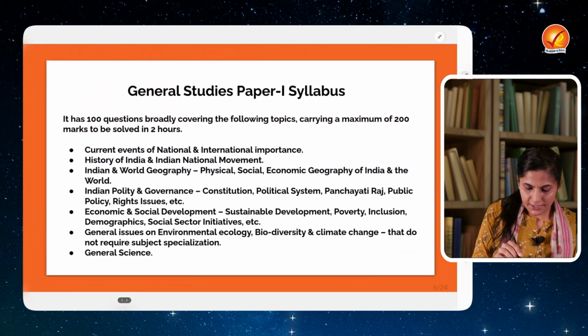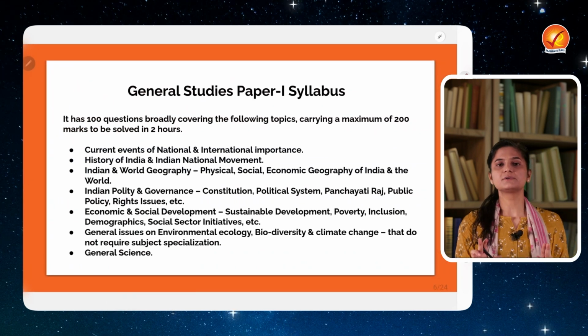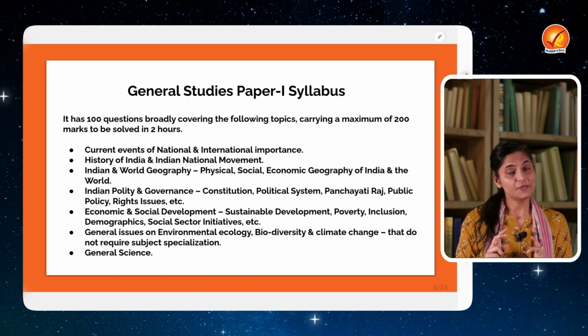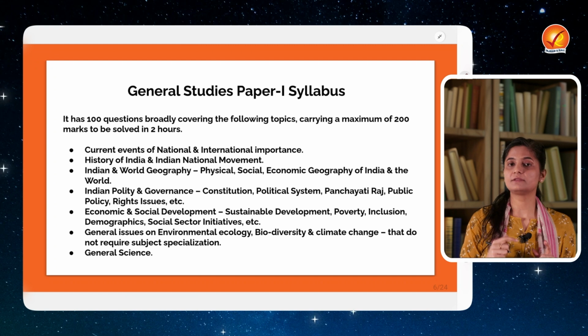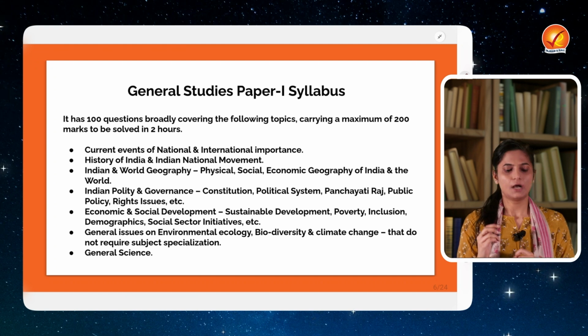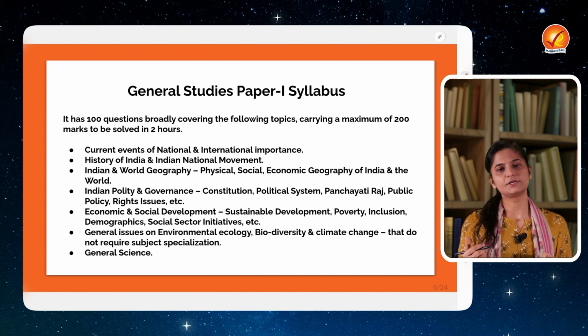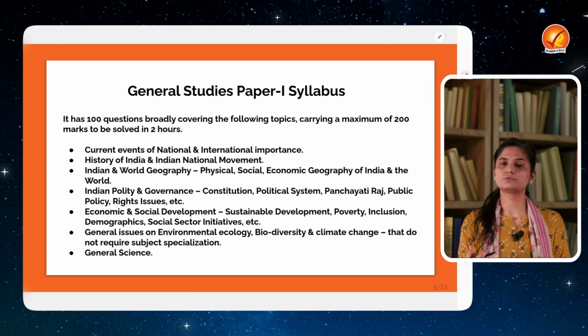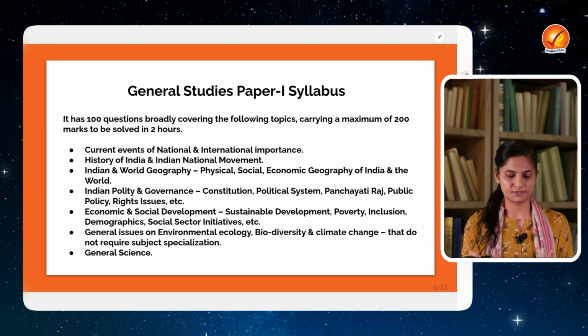Just to highlight, we have two papers for the prelim stage on the same day, each of 200 marks and each of 2 hours duration. But in the first paper you have 100 questions, and in the second paper, which is also known as CSAT, you have 80 questions.